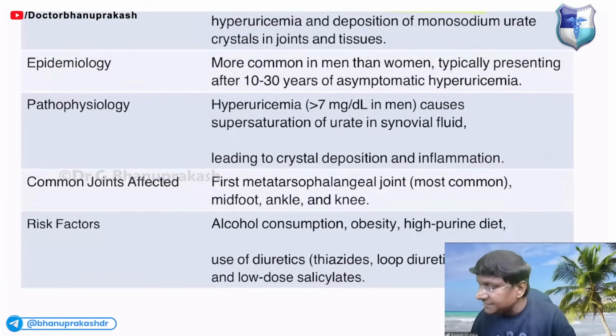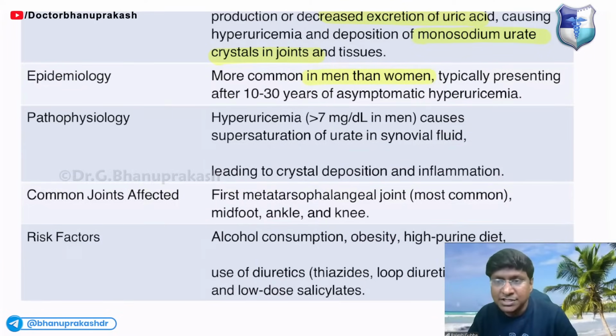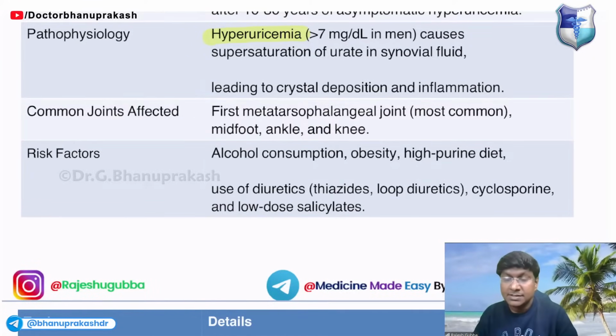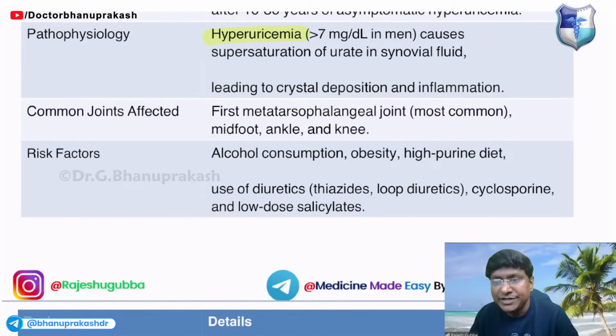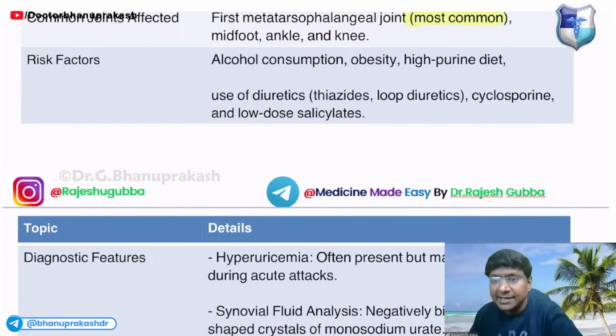And the joint which is commonly affected is the first MTP, where you have accumulation of monosodium urate crystals within the joint, right? And it is more common in men rather than women. In pathophysiology, the hyperuricemia, the increased uric acid, will accumulate within the joints. There will be supersaturation of the synovial fluid with urate, and that urate is converted into crystals, monosodium urate negatively birefringent needle-shaped crystals. The first joint affected is the MTP, followed by the midfoot, ankle, and knee.